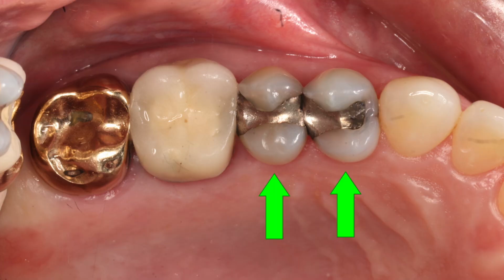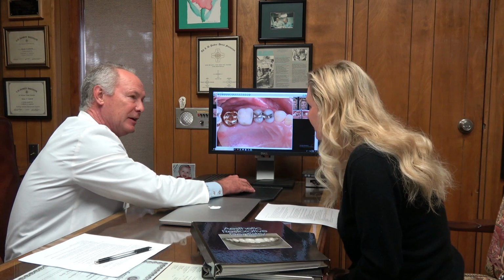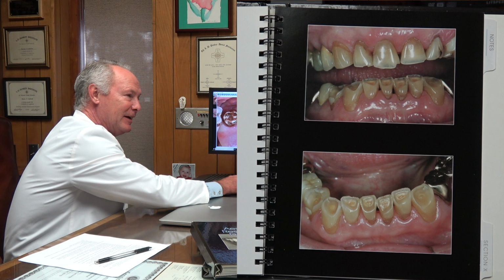So we've got big fillings on these teeth. You can see the crack right there. You can see the hole in the crown right there. How did that get there? Just grinding. You're a good-hearted woman, and you're solving all the problems of the world every night.